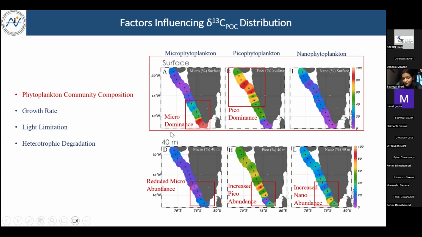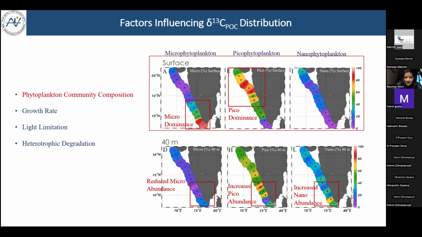Now coming to about 40 meters, which I take as a representation for what is happening below the mixed layers. We see there's a significant decline in the microphytoplankton in the northern stations, whereas there's a simultaneous increase in pico and nanophytoplankton abundance at 40 meters, below the mixed layers, at the southern stations. At the northern stations, there doesn't seem to be a significant change with depth in the phytoplankton community composition. So with depth also, there seems to be an increase in these smaller phytoplankton types that have higher fractionation, which would lead to the lower values that we see at the base of the mixed layers.